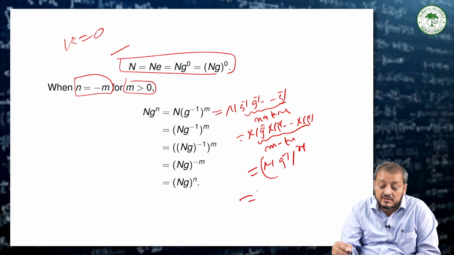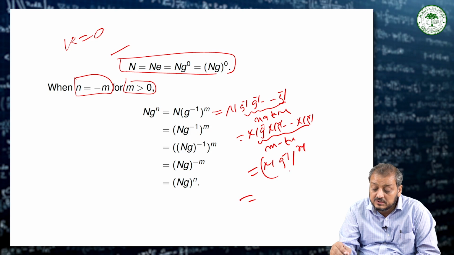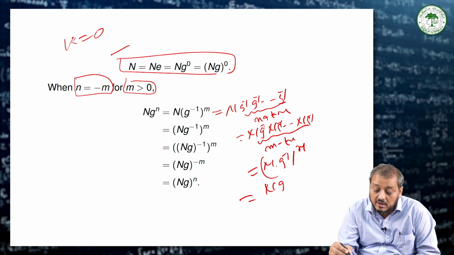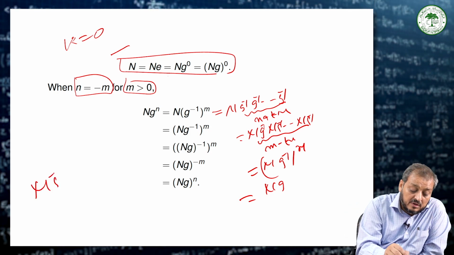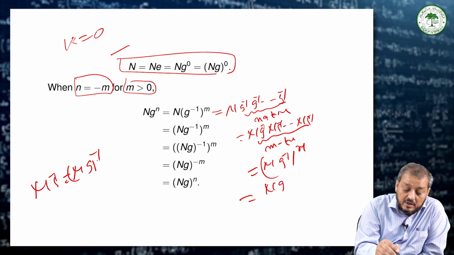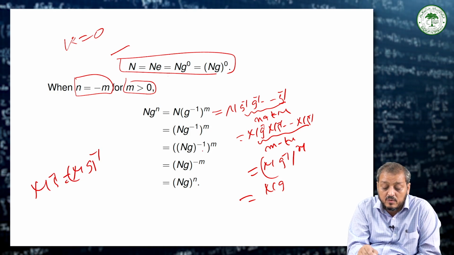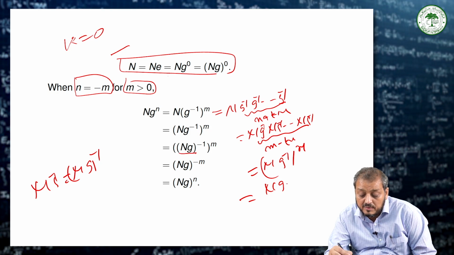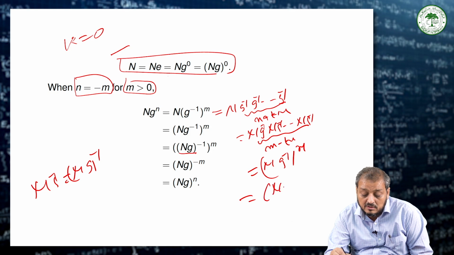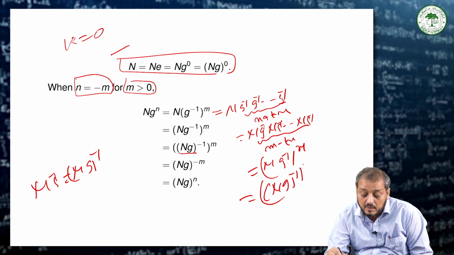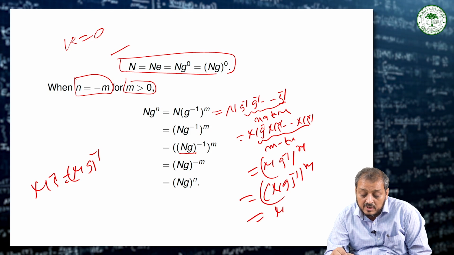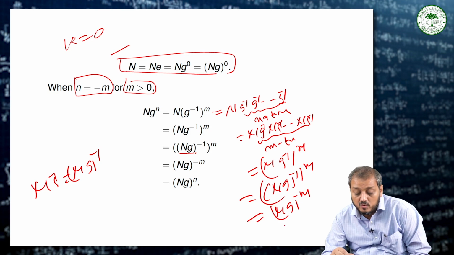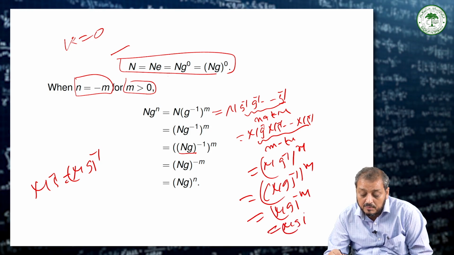By the property of the quotient group, N g inverse is the same as (Ng) inverse. So this can be written as ((Ng) inverse)^m, and then as (Ng)^(-m), and minus m is equal to k. So this can be written as (Ng)^k.